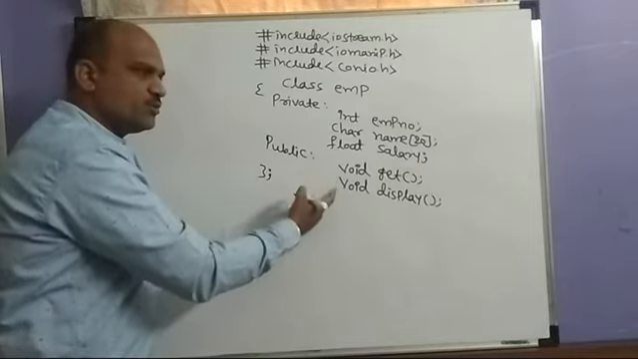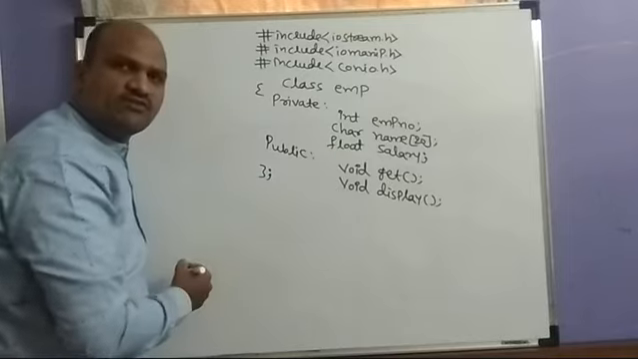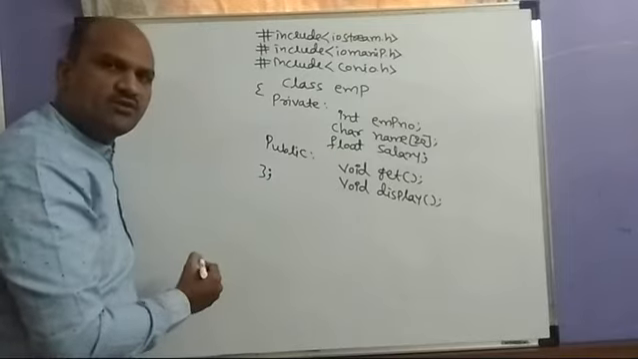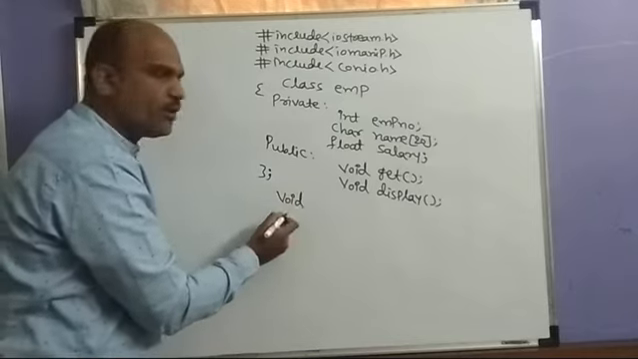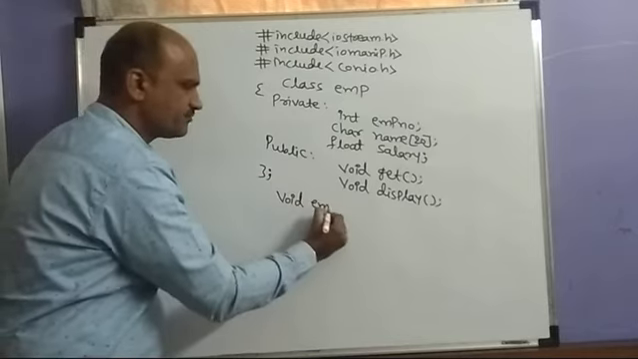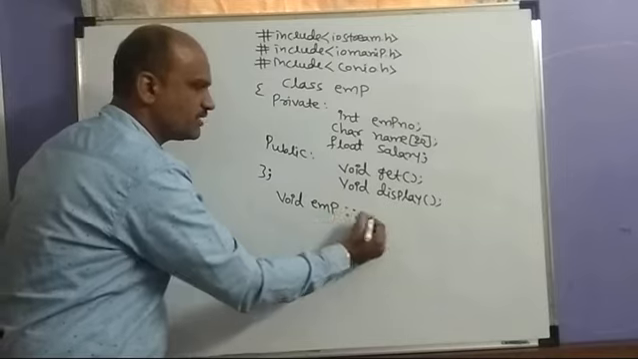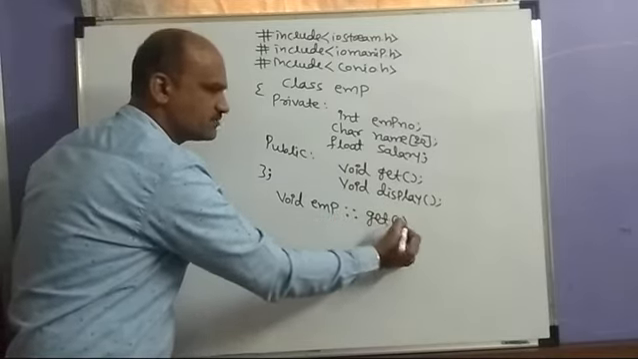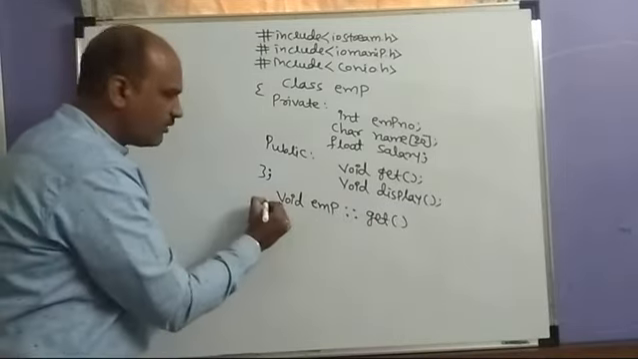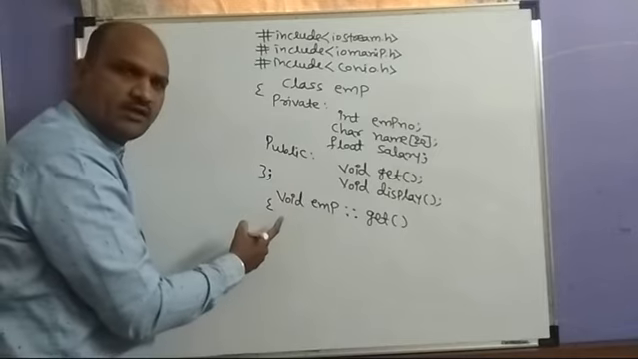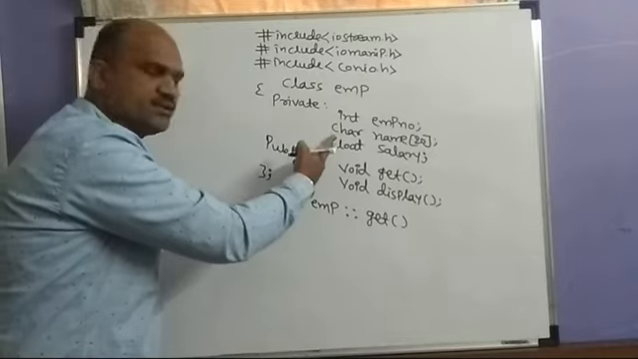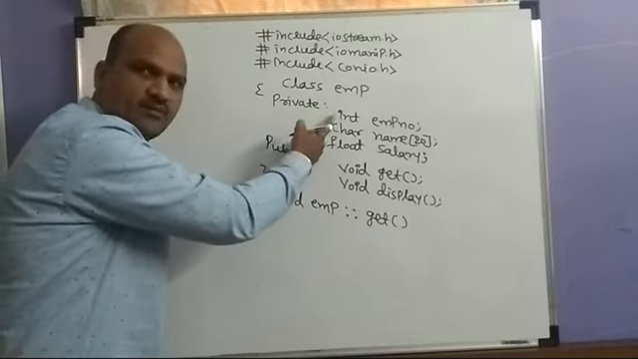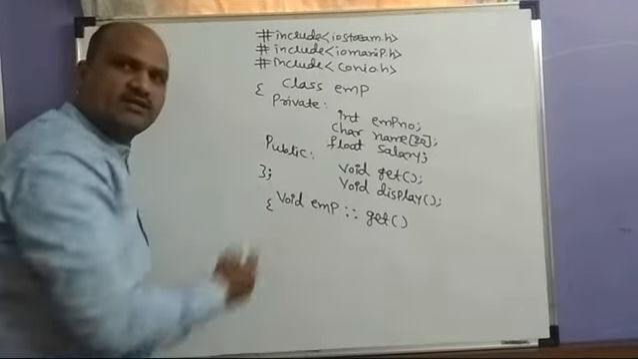Now we are defining both the functions outside the class. For that we are using the scope resolution operator: the void, then the class name, then the scope resolution operator, then the name of the function. Okay, in this I will write: enter the name of the employee, the number of the employee, and the salary.